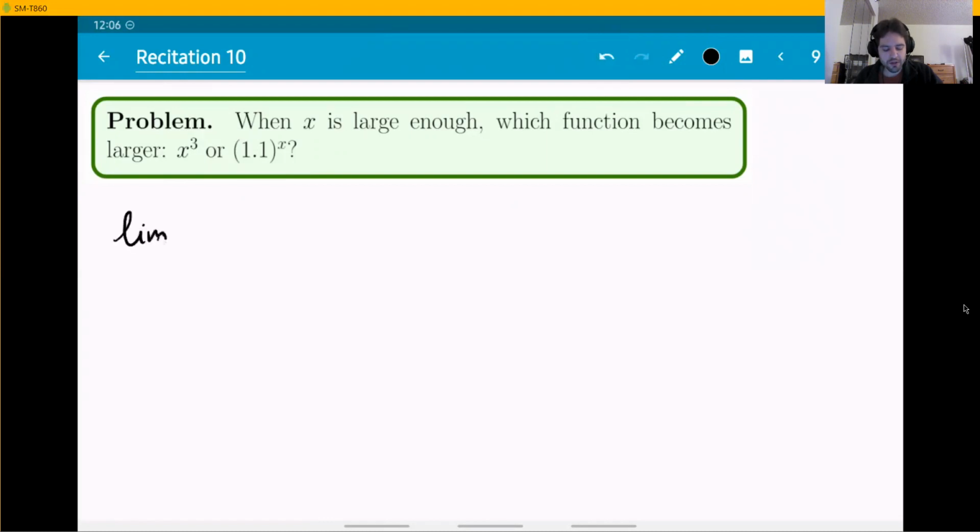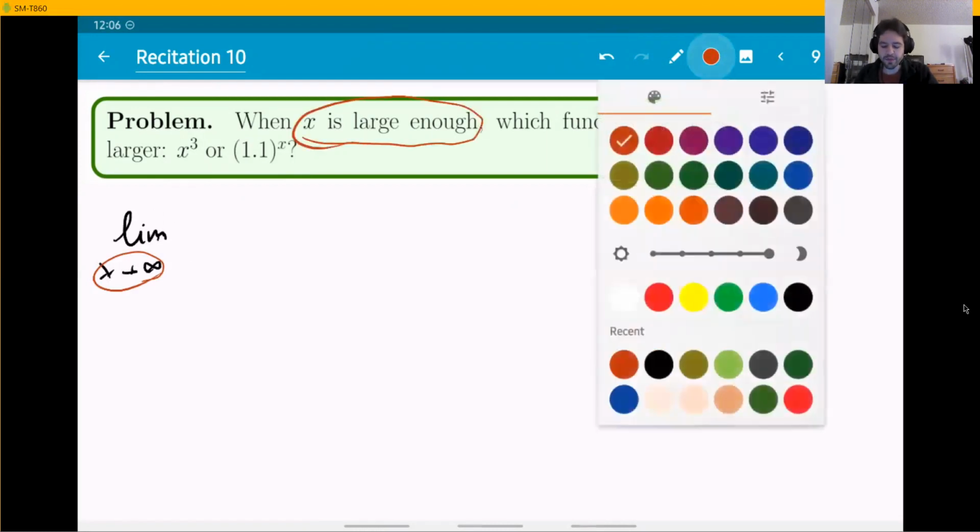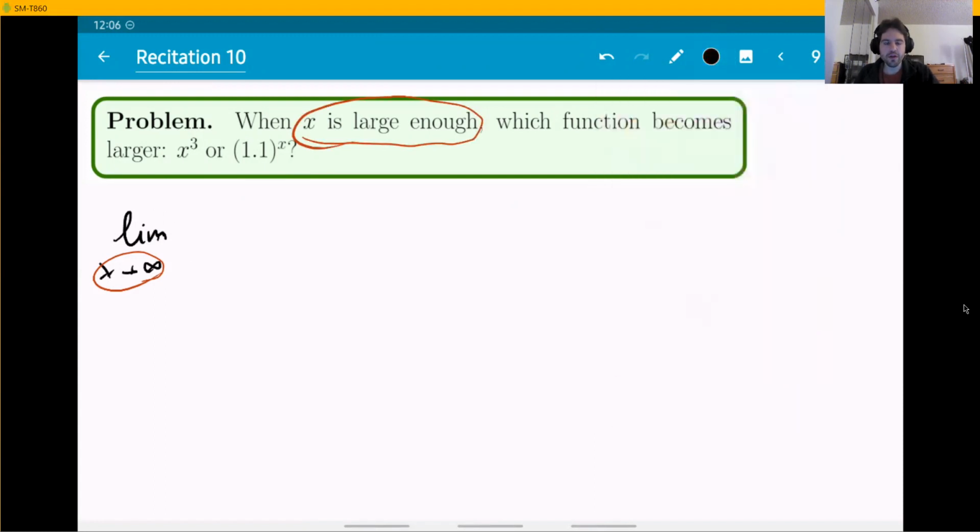We create a limit with x going to infinity because they said when x is large enough. So we know that we want to be taking x to infinity, large. All right, and then we try to compare one function to the other. It doesn't matter which order we do it, just one over the other. Then whatever answer we find from here, we're going to analyze it, what it means. So let's try to compute this limit. This is infinity over infinity.